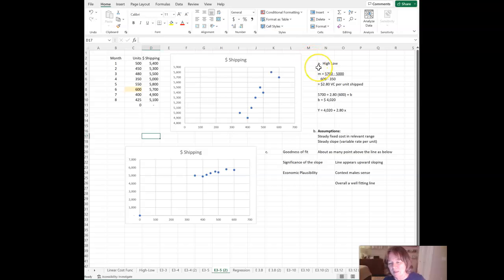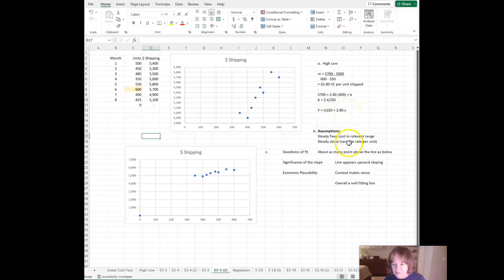But the first thing we had to do was estimate a line using high-low, and we did that and came up with, always again, dollars over units. Our variable cost was 280. Fixed cost is 4020. So our formula for the line is y equals 4020 plus 280x.